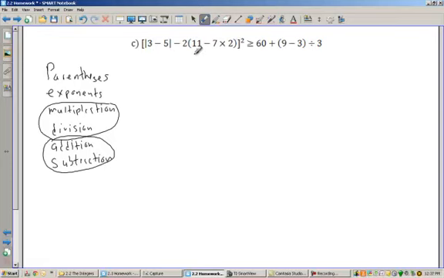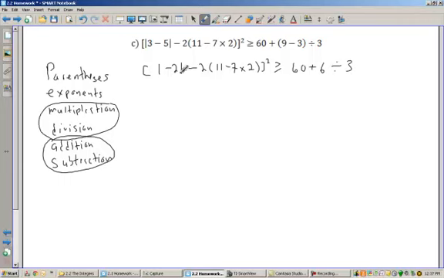I'm going to do one step at a time on each side. Here I'll start with the absolute value. So I'll write the absolute value of 3 minus 5. That's the absolute value of negative 2, minus 2, and just copy the rest down. And there's the greater than or equal sign. Over here, again, I start with the parentheses, so I have 60 plus 9 minus 3 is 6, then divide by 3.